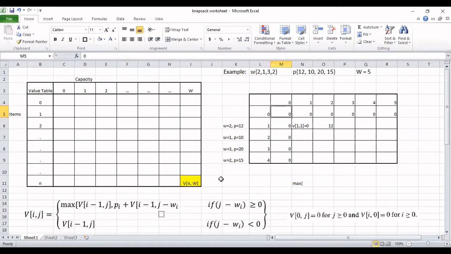But when you look at it as mathematics, it is just the previous row and J minus Wi. So we remove that much weight from the knapsack and look at what the profit is in that situation. For that, we add 12 to it, meaning we add the price of that item, and compare which of these is the best one. Based on that, we will choose. How about the next cell?